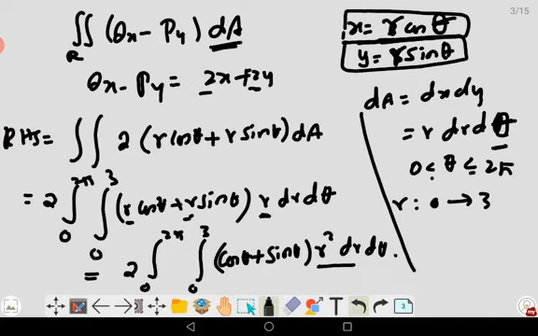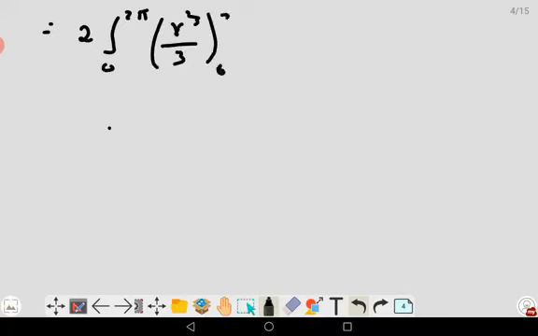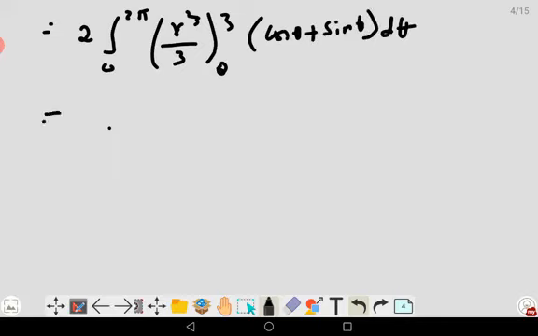And then substitute the upper and lower limit for r. That will be done in the next step, which is equal to 2 integral 0 to 2 pi, r square has been integrated. It will be r cube over 3 from 0 to 3. Remaining terms are cosine theta plus sine theta d theta. So when you integrate this, substitute upper and lower limit. 1 by 3 is constant, keep it outside.